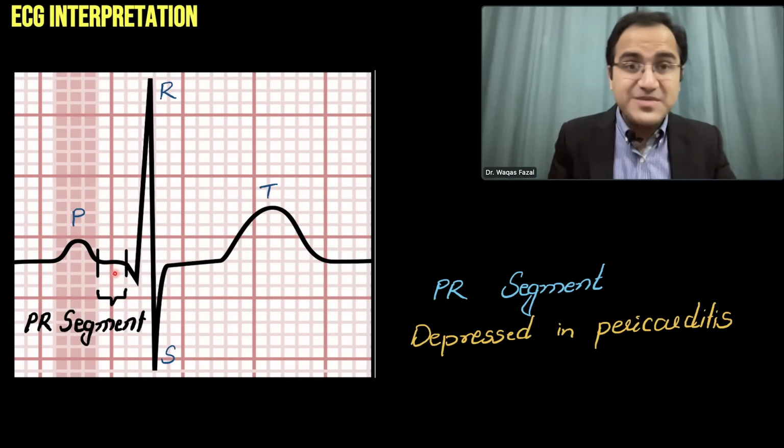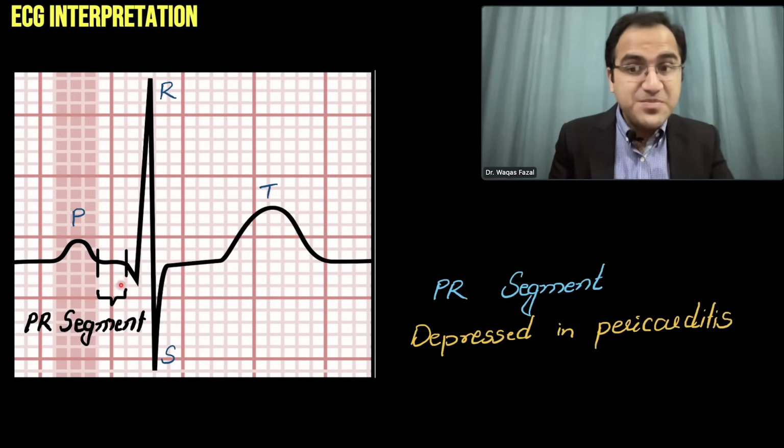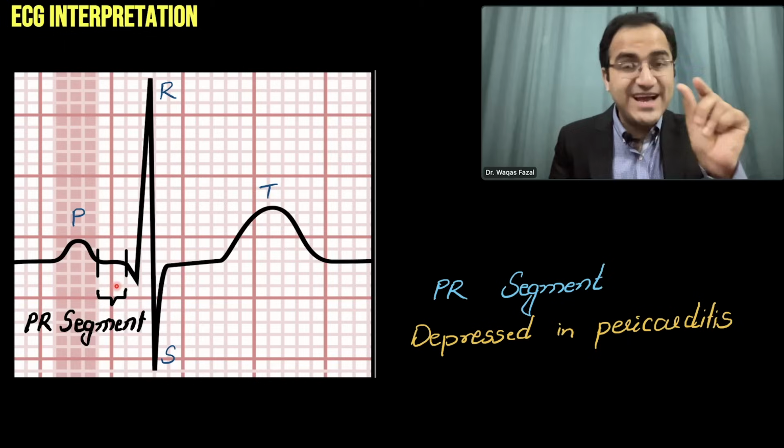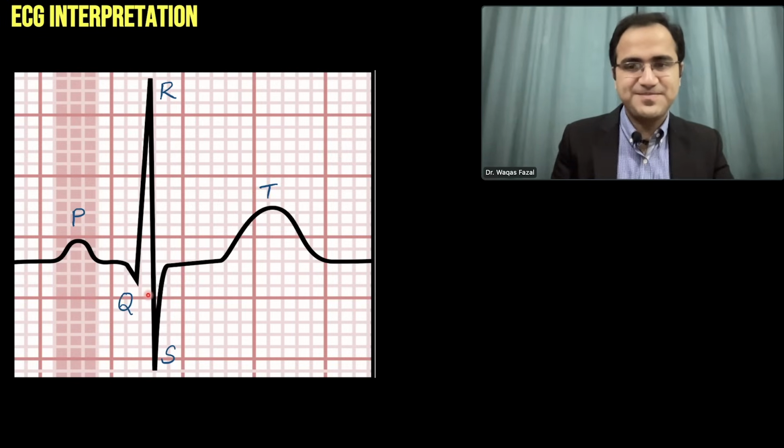PR segment. Remember, PR interval is all the waves and lines, and PR segment is the line. Remember, PR segment is the line. PR segment is depressed in pericarditis.